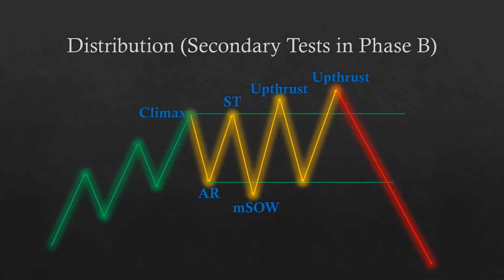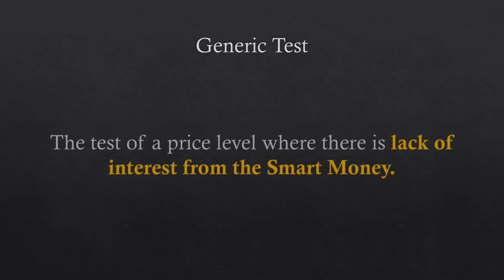Beyond the secondary test, the method also outlines what is called a generic test. A successful generic test is the one that shows lack of interest from the smart money in key moments of the accumulation or distribution process. A valid test would display low volume, while a failed test would display relatively high volume. The reason for low volume in a valid test is that the smart money has absorbed all the orders, and the market is now ready to start a new trend.